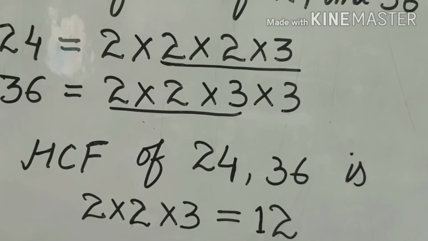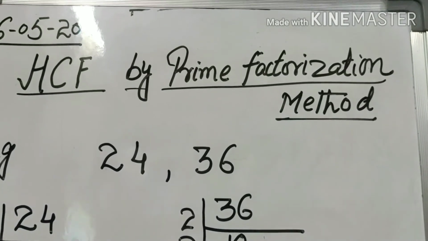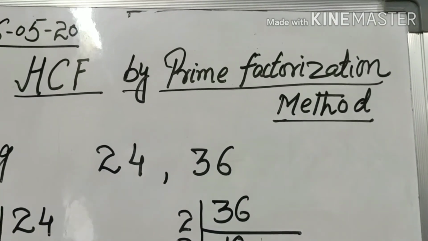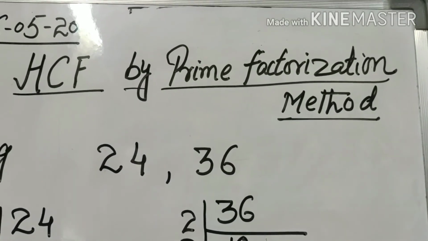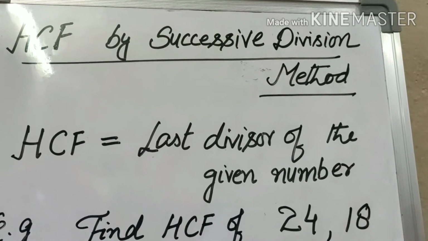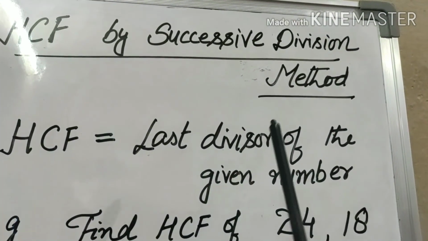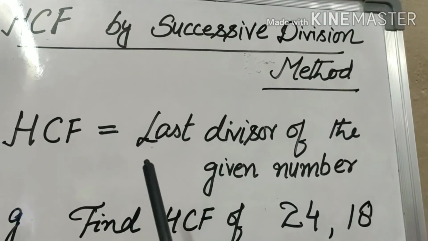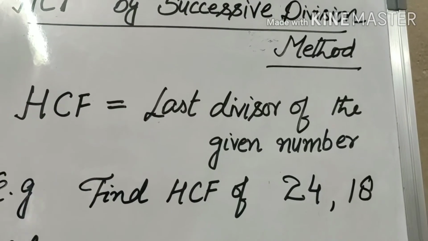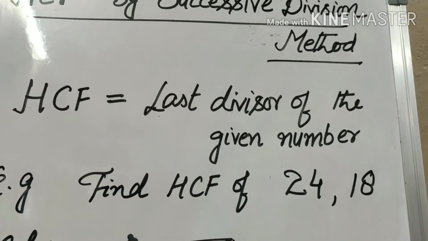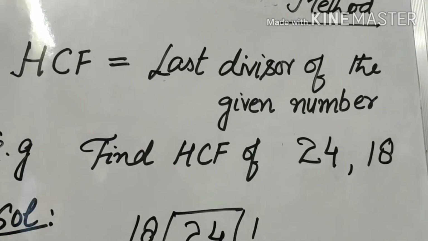This is the method. So students, I hope you understood how we find the HCF of two given numbers by prime factorization method. Now we calculate HCF by successive division method. HCF is equal to the last divisor of the given numbers. For example, find HCF of 24 and 18.